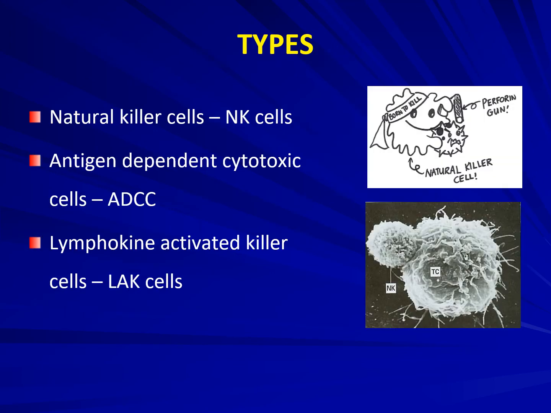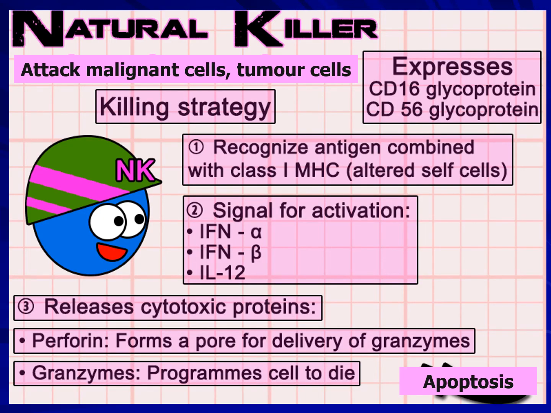The different types: natural killer cells, antibody dependent cytotoxic cells, that is ADCC, and lymphokine activated killer cells, that is LAK cells. So what are natural killer cells? They recognize the antigen combined with class 1 MHC. I'll tell you what is class 1 and class 2 by the end of the chapter. They have CD16 and CD56 on their surface. The signals for activation are interferon alpha, beta and interleukin 12.